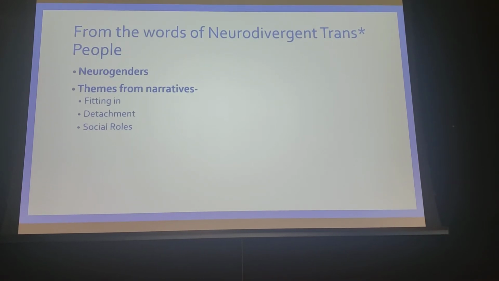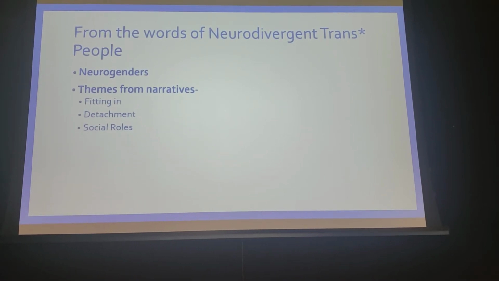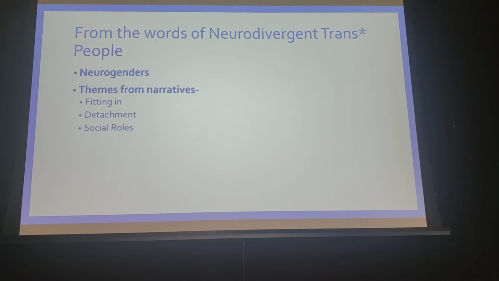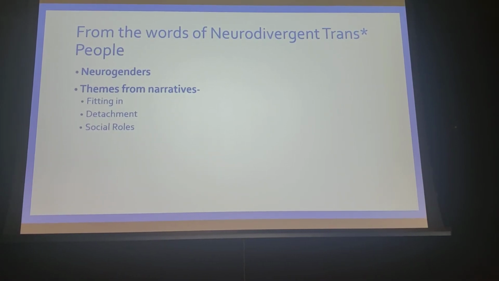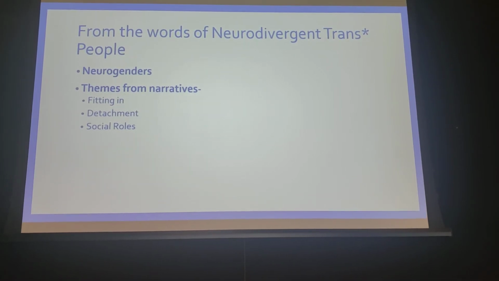and also the parallels between growing up in the closet and undiagnosed, and the parallels between masking, which is the idea of hiding a neurodivergency to appear normal to society, and passing, which is the idea of hiding or blending in as cisgender when you are not.